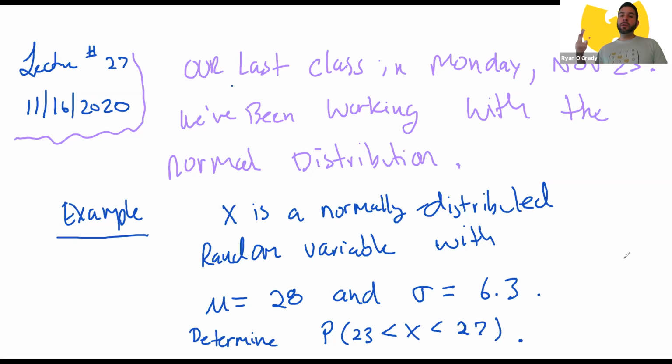So let's concoct an example in our head. Let's say we make metal rods and people buy them. We sell them to Home Depot. And we want to know what the average length of our metal rod is when we cut it by a machine. And so let's suppose the average length is 28, say, inches of our metal rod, and then there's a standard deviation of 6.3.